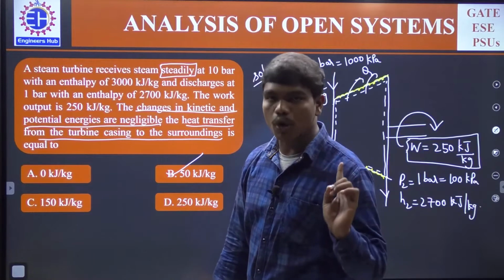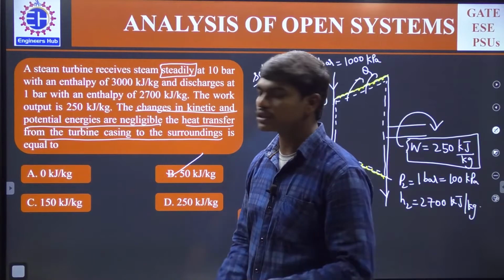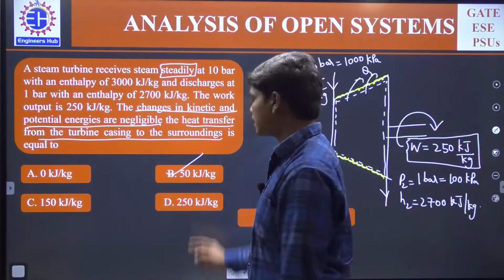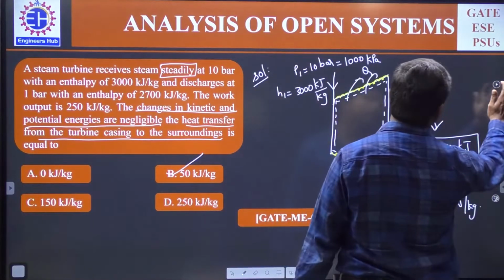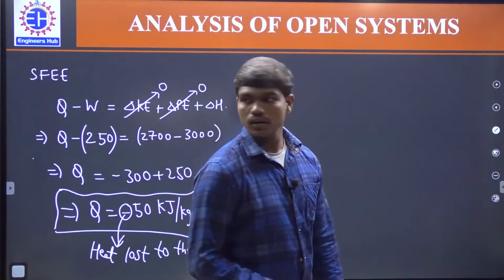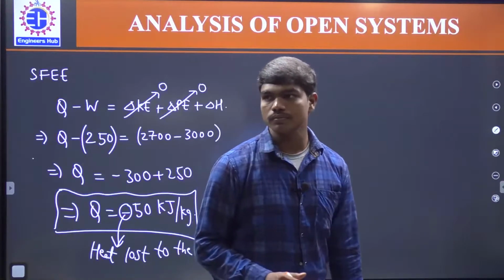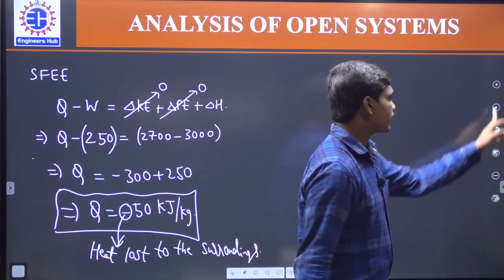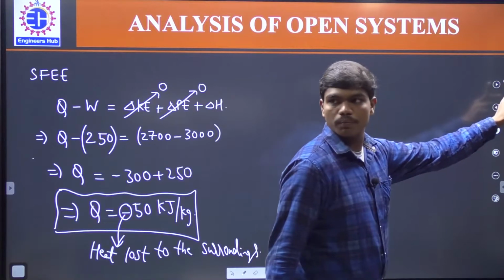Suppose if you have got a positive value in the answer, definitely that's wrong, because we assume that any heat transfer out of the system is negative, and that's why we got a negative value, which is in accordance with this question. Okay, is it clear to all of you? Okay, so we are going for the next question. I hope it's clear to all of you.